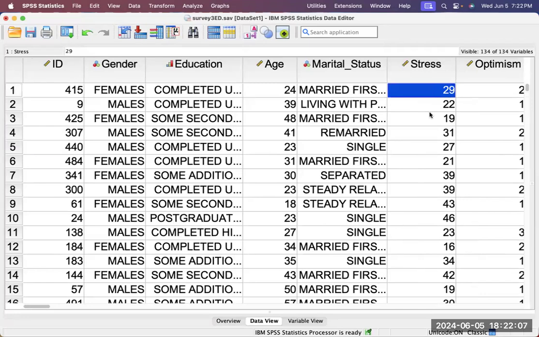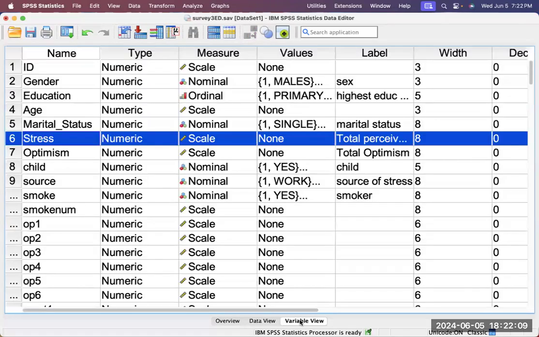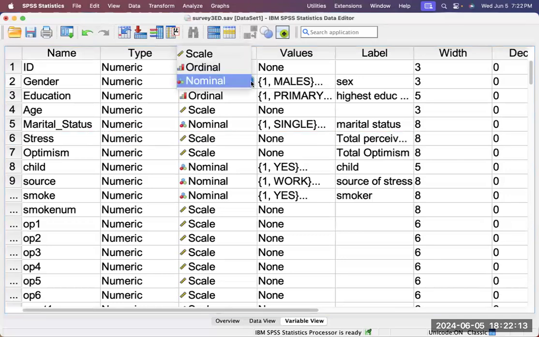Now, the question was, what does the scale mean in the variable view? Because I said that there were 4 scales of measurement: nominal, ordinal, interval, and ratio. You do not see interval or ratio here. The scale, and I repeat, the scale will reflect an interval or ratio variable. Does everybody understand that in SPSS?